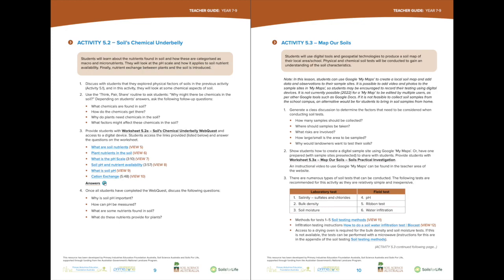In Activity 5.3, students use digital tools and geospatial technologies to produce a soil map of their local area or school using Google My Maps. Physical and chemical soil tests will then be conducted to gain an understanding of the soil around the school.